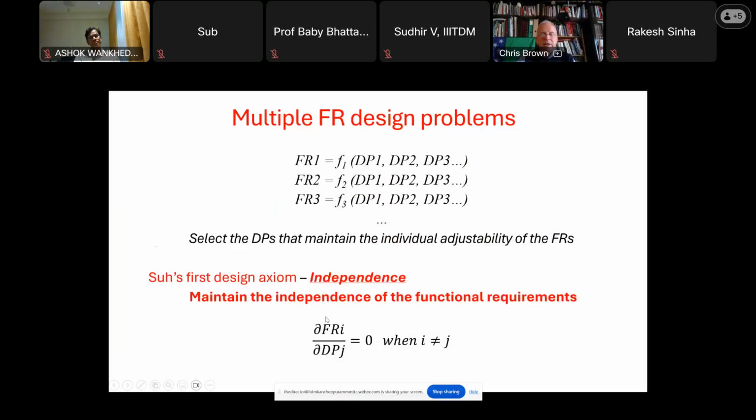So I want to take a look at this kind of representation. What happens to an FR when I change a DP? When I'm changing a DP that is not selected for that FR, in other words, their numbers here are different, then I would like the partial derivative of FR_i with respect to DP_j to be 0 whenever i does not equal j. So that's how we can maintain the independence of the FRs when we're selecting the DPs.